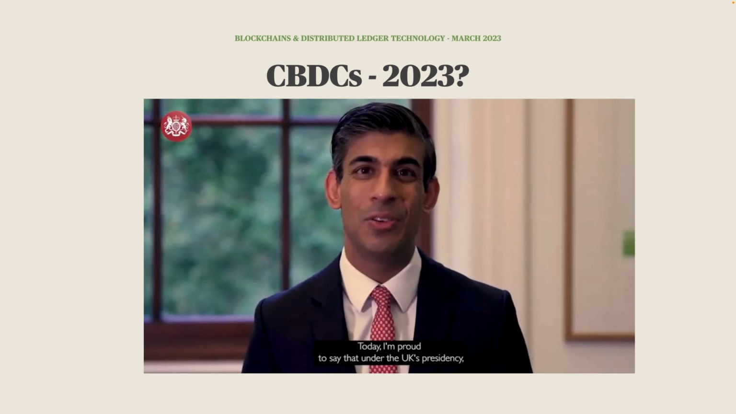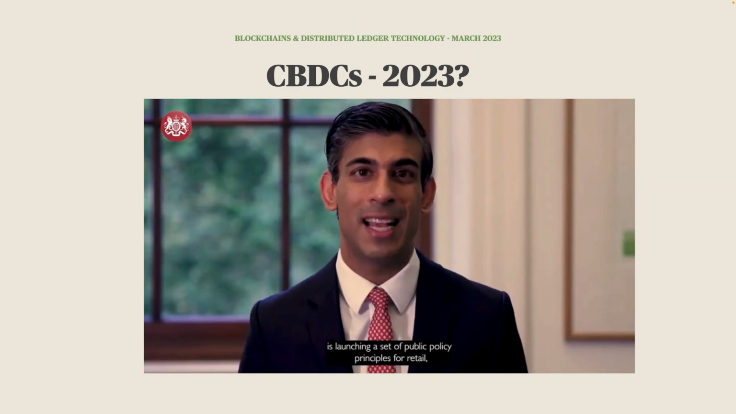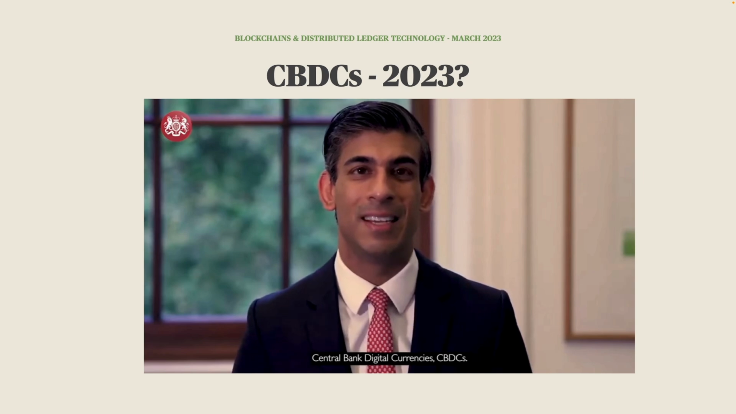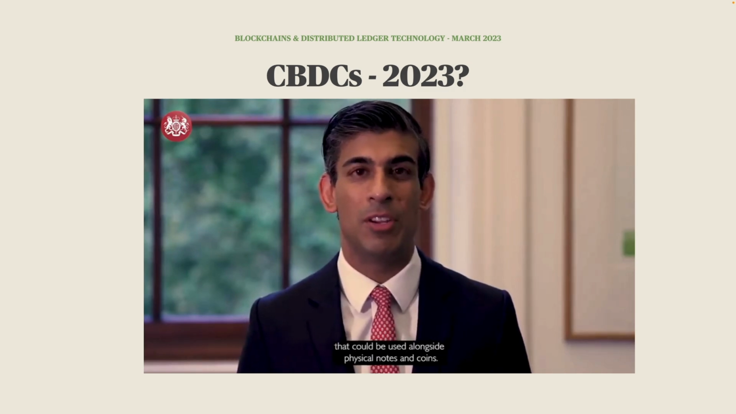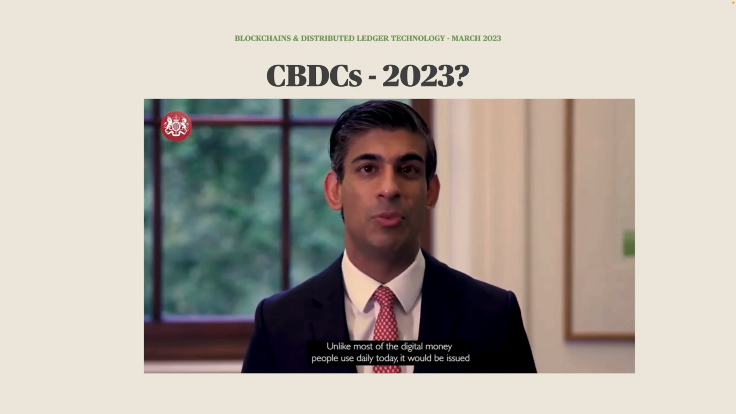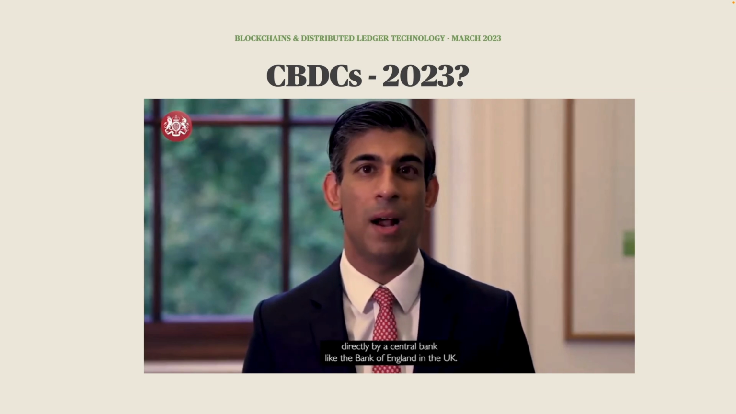Proud to say that under the UK's presidency, the group of the world's 7 most advanced economies, the G7, is launching a set of public policy principles for retail central bank digital currencies, CBDCs. Central bank digital currencies could be a digital version of money, a bit like a digital banknote that could be used alongside physical notes and coins. Unlike most of the digital money people use daily today, it would be issued directly by a central bank, like the Bank of England in the UK.